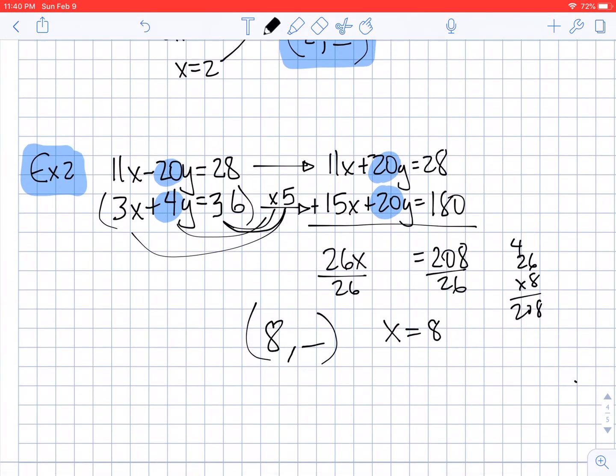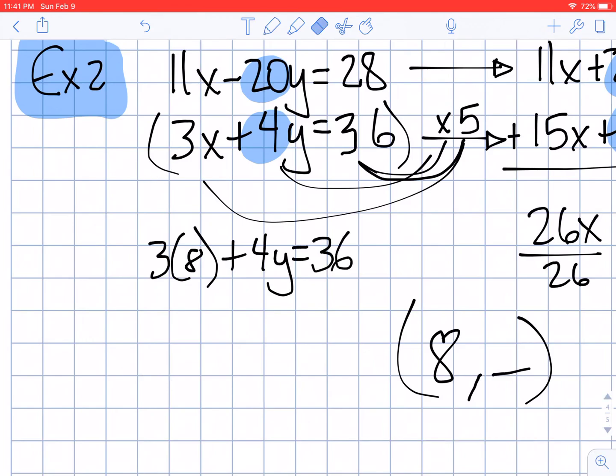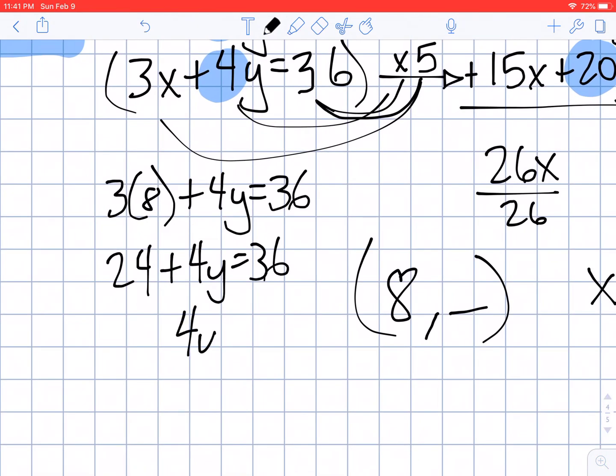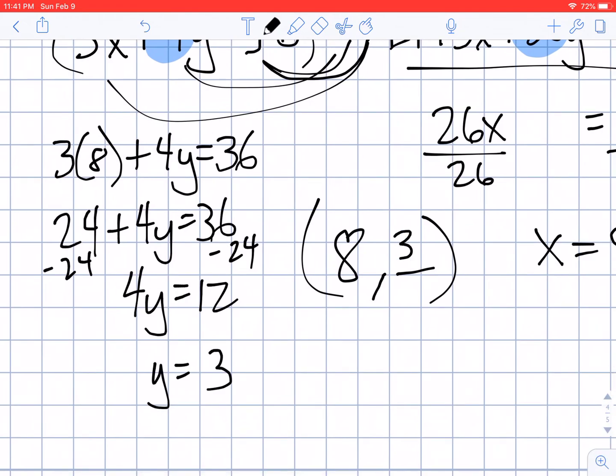Now I need to take that 8 and go back again to either equation. I think I'm going to take the 8 to that equation there. All right, so we have 3 times 8 plus 4y is equal to 36. So 24 plus 4y is 36. Subtracting 24 from both sides, we get 12. And dividing by 4, we get y to be 3. All right. So there we have it. There is our second system solved.